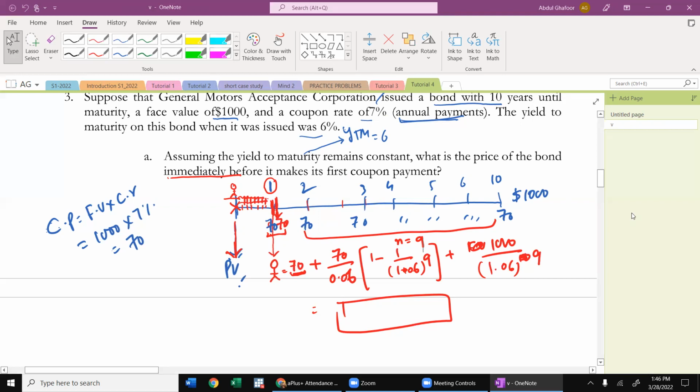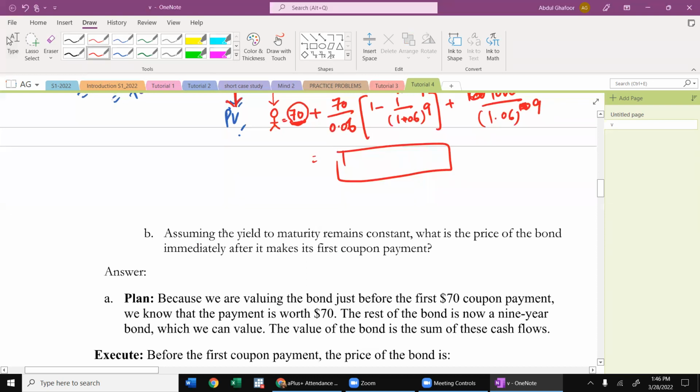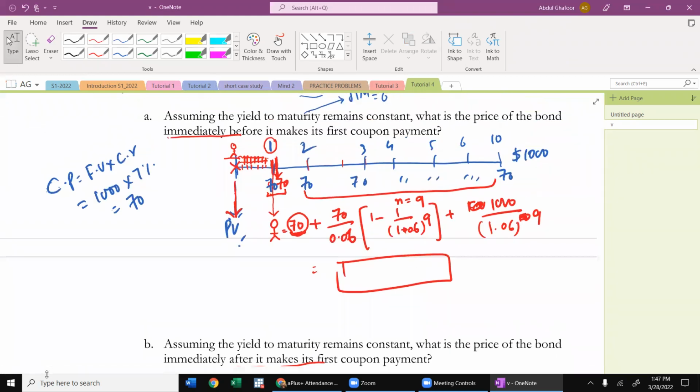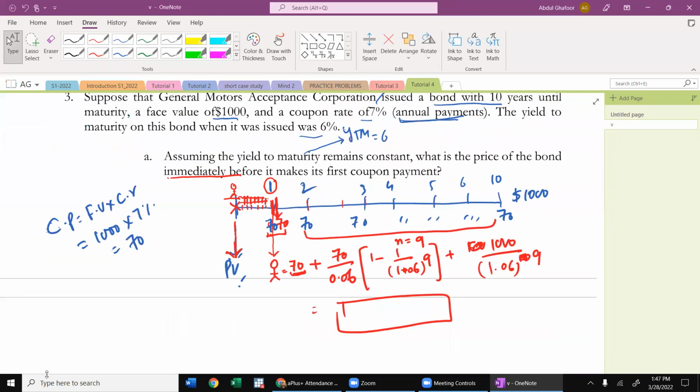Now let's get to another situation. Since I was about to receive this, that's why I have added it. Let's say if I have already received it, how will I treat it? The situation will be different. Assume the yield to maturity remains constant. What is the price of the bond immediately after it makes the first coupon payment? Now the situation is relatively different. Okay, so let me draw it again.